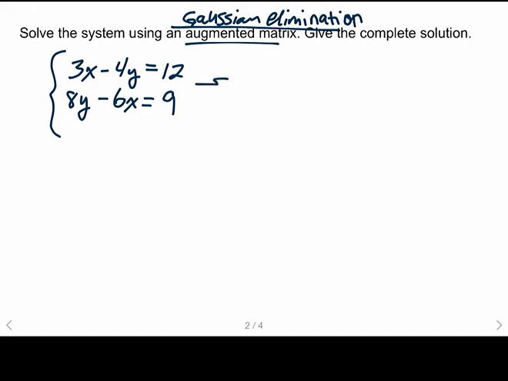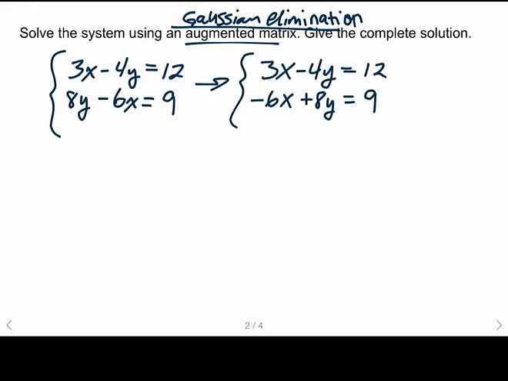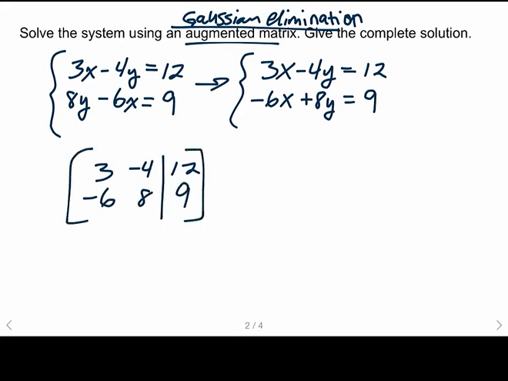First, I'm going to write down the system, which is 3x minus 4y equals 12 and 8y minus 6x equals 9 into standard form with the x's in the same columns. I don't know if you caught that. They're not. So now we have 3x minus 4y equals 12 and negative 6x plus 8y equals 9. That is going to go into an augmented matrix. 3, negative 4, 12, negative 6, 8, 9, a vertical line where the equal signs go, and then square brackets to actually end up with a matrix.